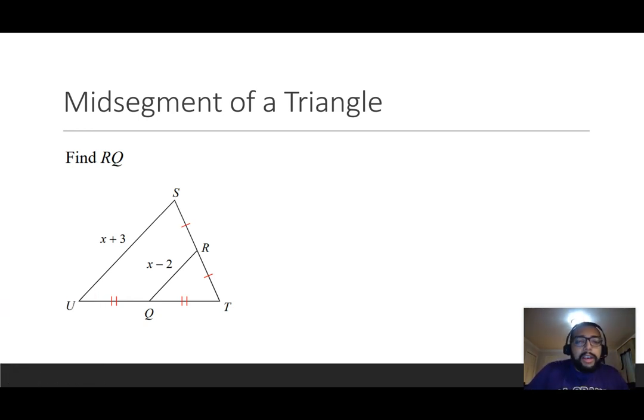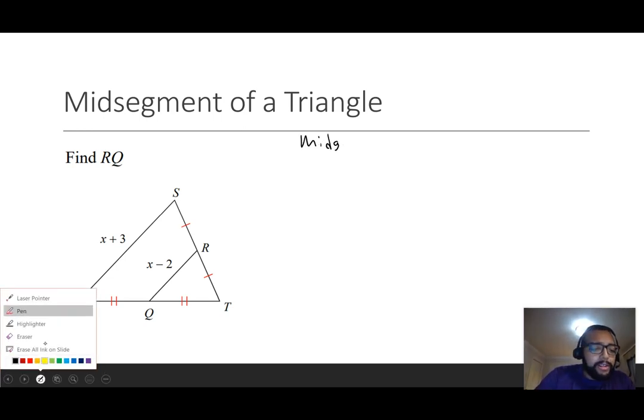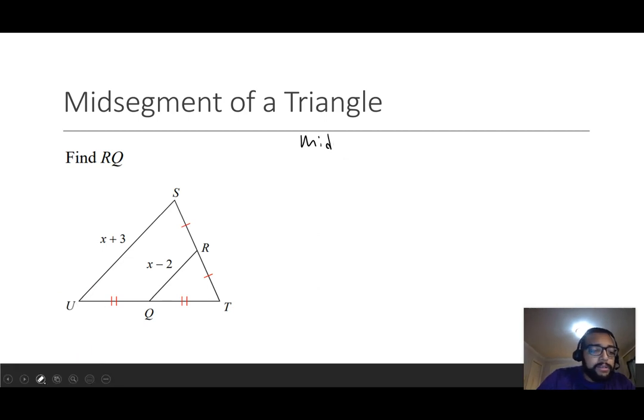We'll do this here. Again, we know that the mid-segment, wow, that was nowhere near correct. But we know that the mid-segment is parallel to the base. And then we're left with finding RQ. They give us this triangle, and we notice here that this is a midpoint and this is a midpoint.